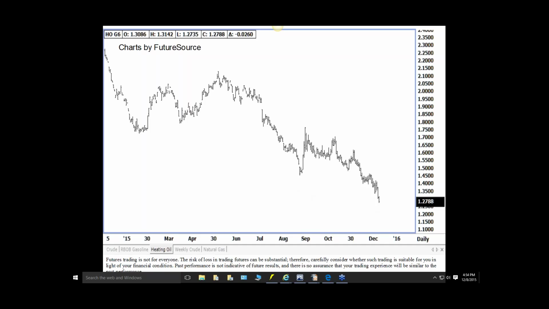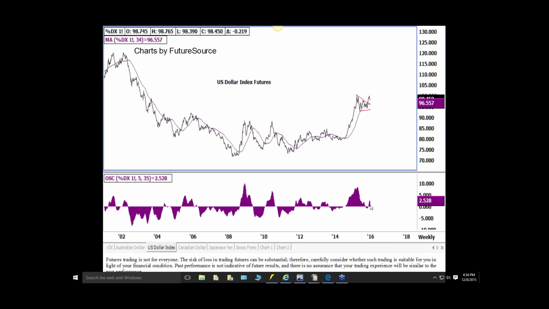Remember, volatility is a measurement of up and down, not up or down. Therefore, this market's been coming down pretty slow and steady for several months. The volatility is quite a bit lower in this market than some of the others, especially cattle. So we'll move on to the dollar index.